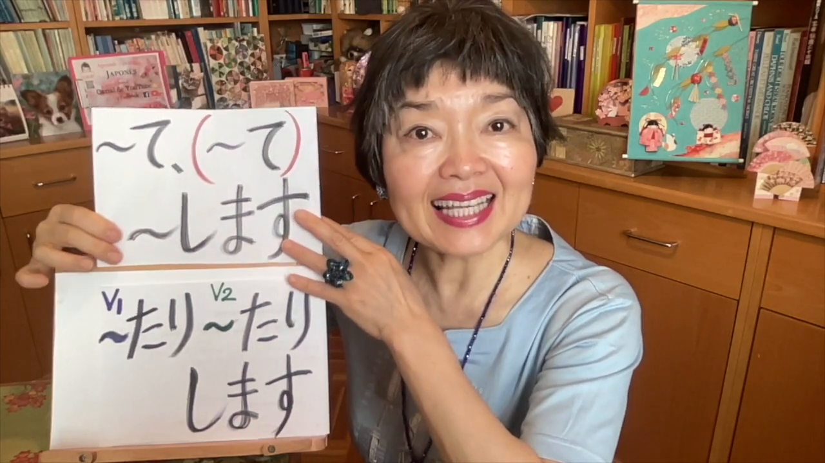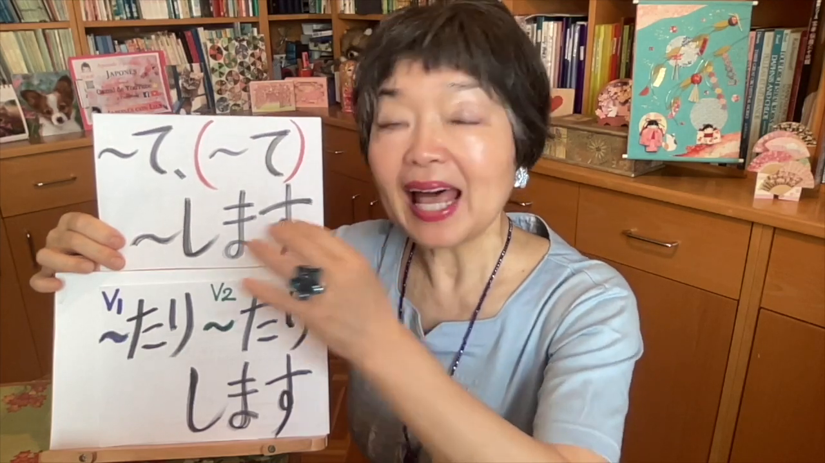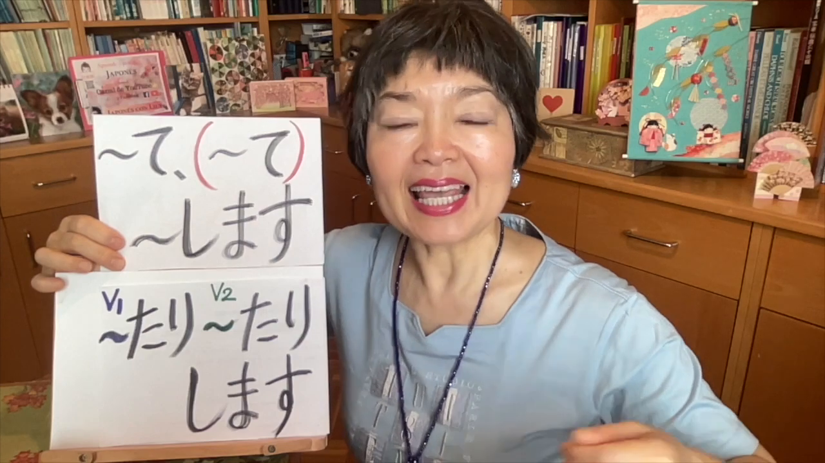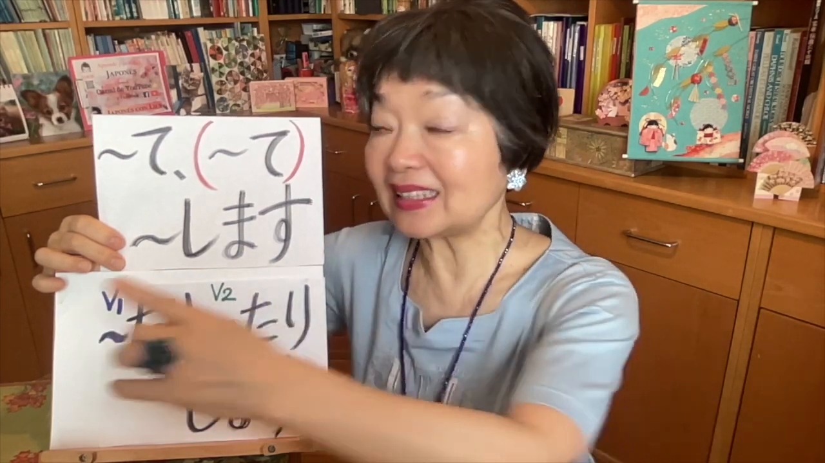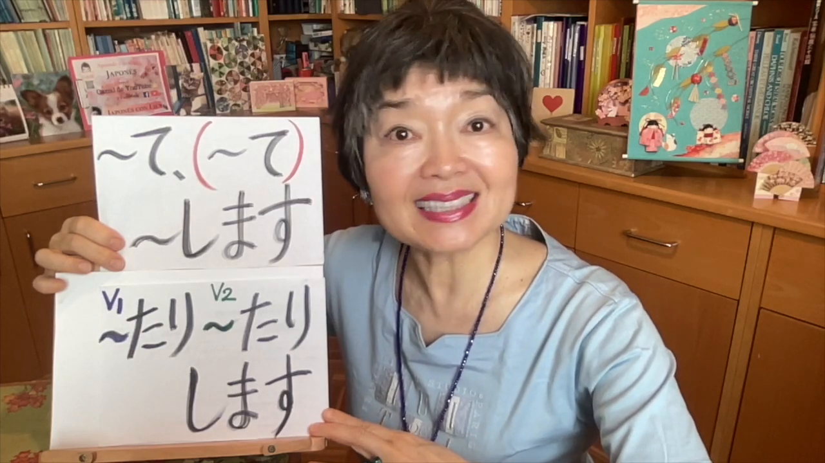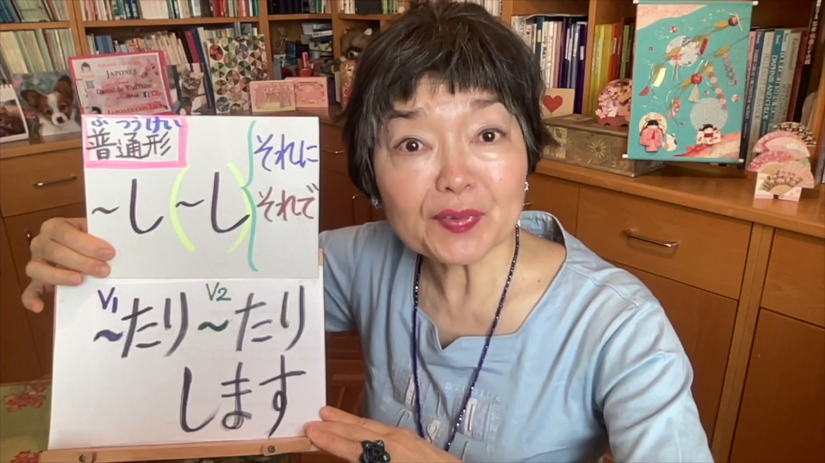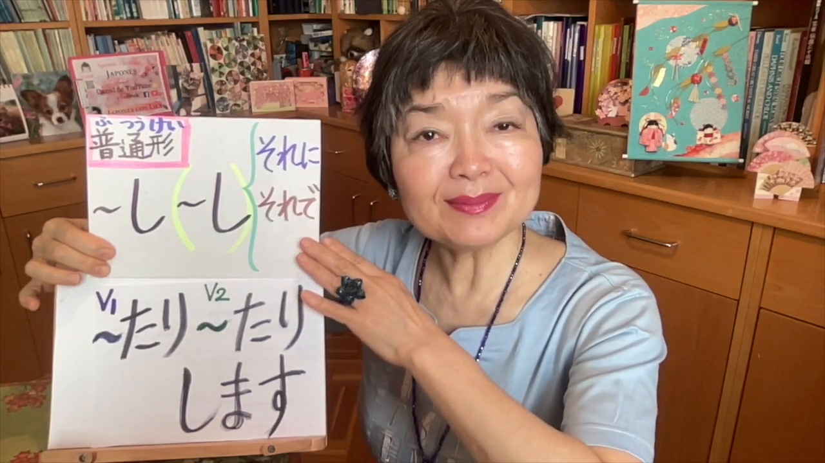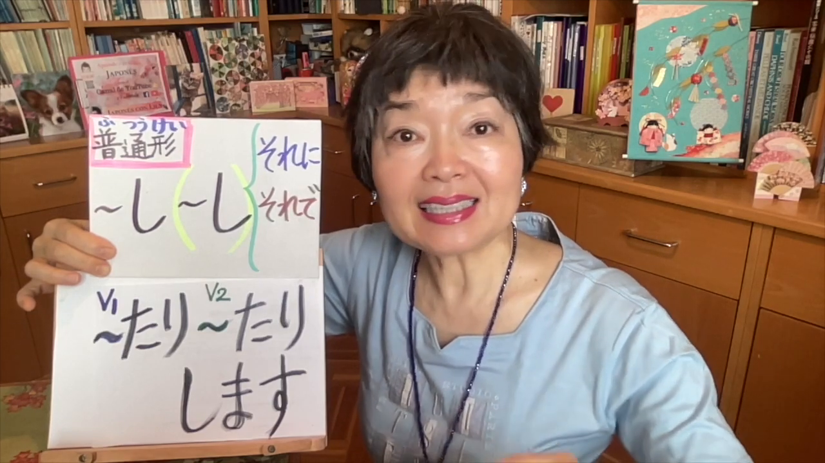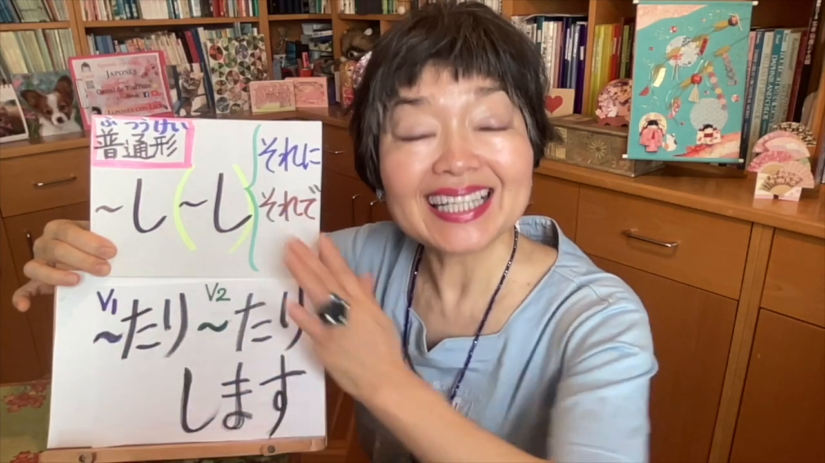It's not like te, because with te the order is very important. For example, I got up and I ate breakfast and I went out. The order is quite important. But with tari, the order is not important at all. Considering from this point of view, shi and tari are the same. It means the first one and the second one don't matter. You can change the order.